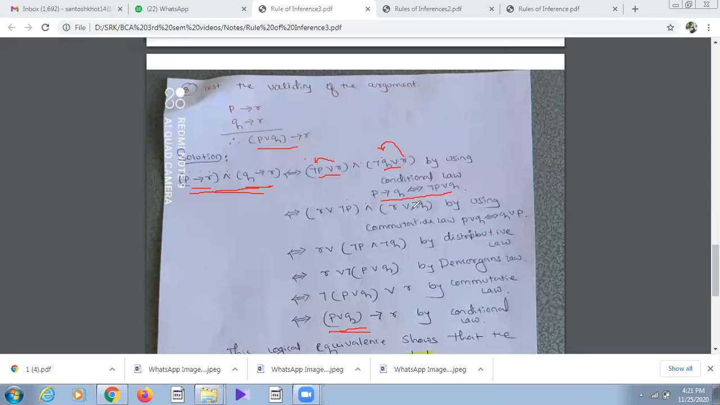This is the disjunction as it is. So by using the commutative law, P or Q, we have to write Q or P. That is possible. So the same similar rule is applied here for both these statements.